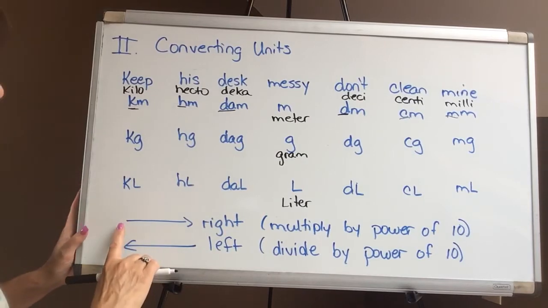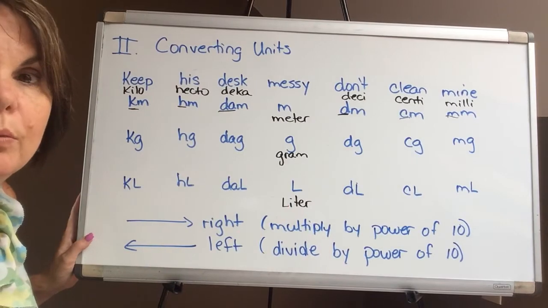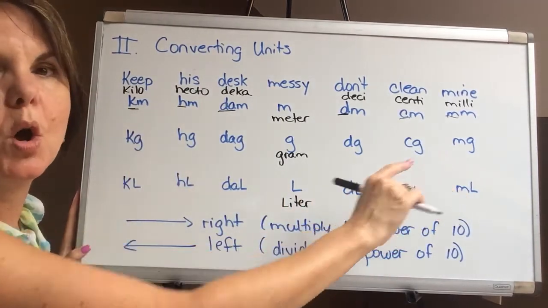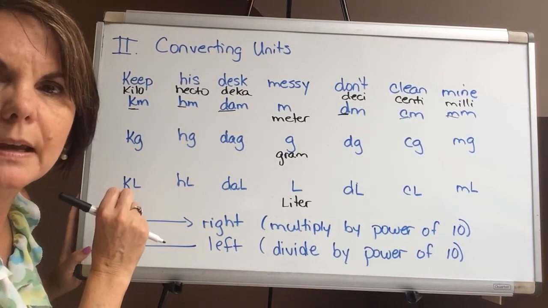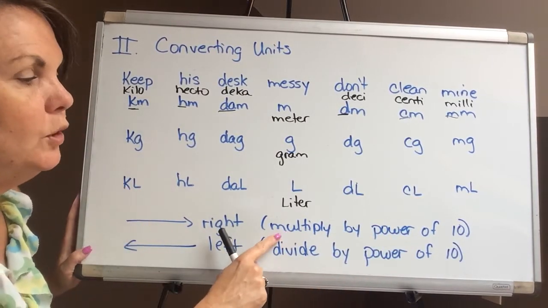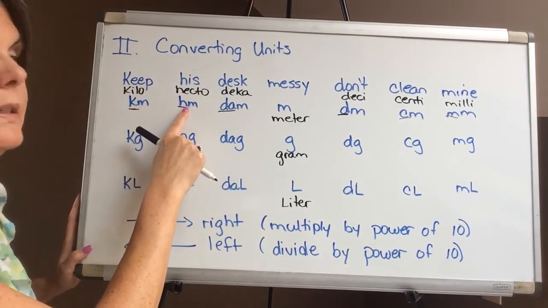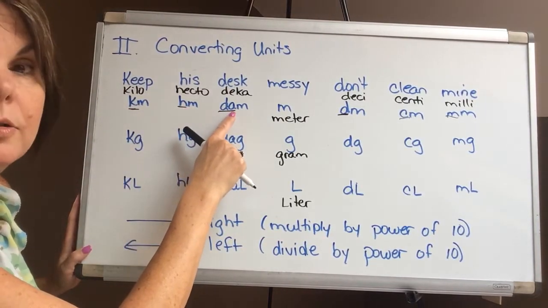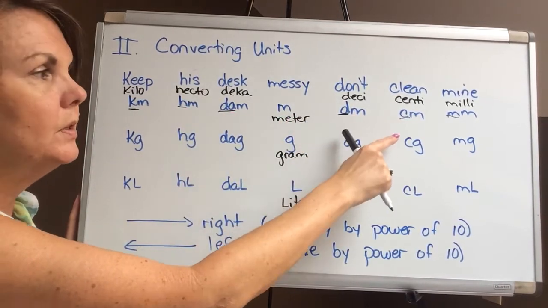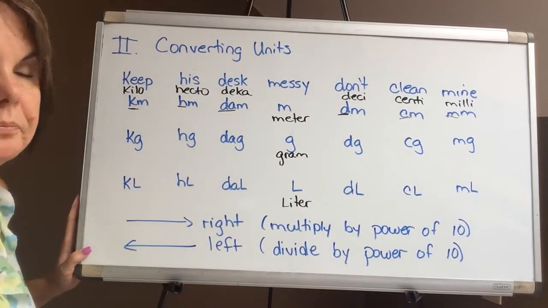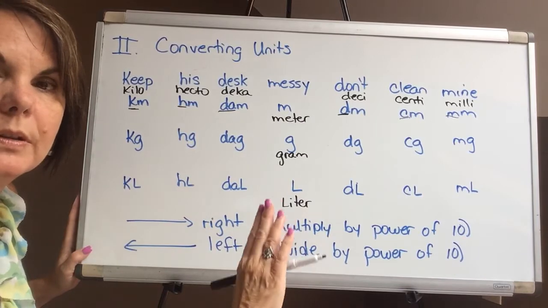Okay? When you move from this side to this side, you're going to the right. You're moving to a smaller unit. Therefore, you're going to need a lot more of those smaller units to make up a bigger unit. So you're multiplying by powers of 10. Each time you move, 10, 100, 1,000, 10,000, 100,000. Okay, so when you think about that, it's multiplying by powers of 10.